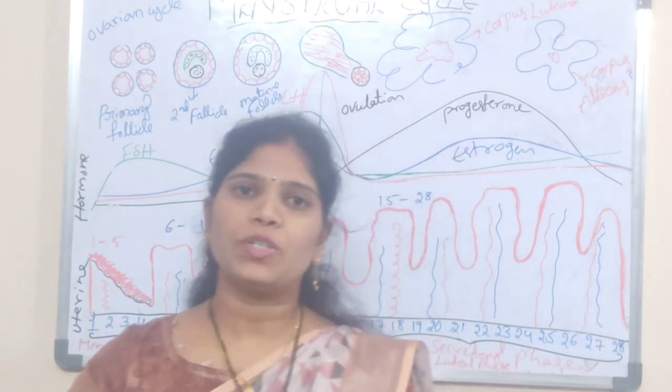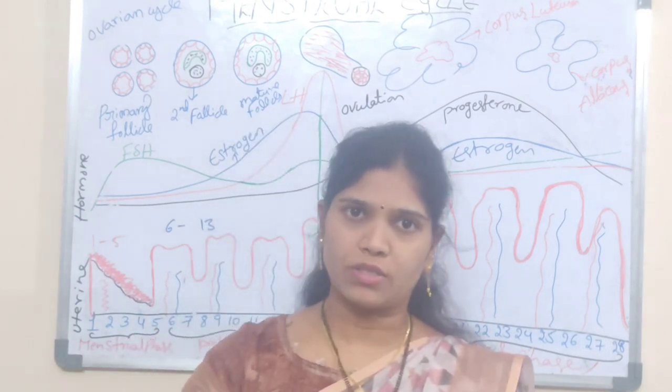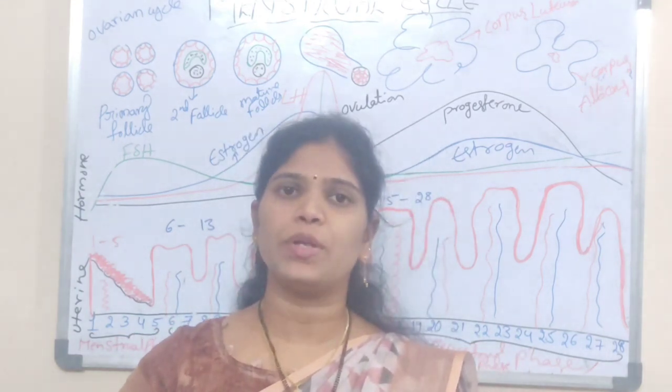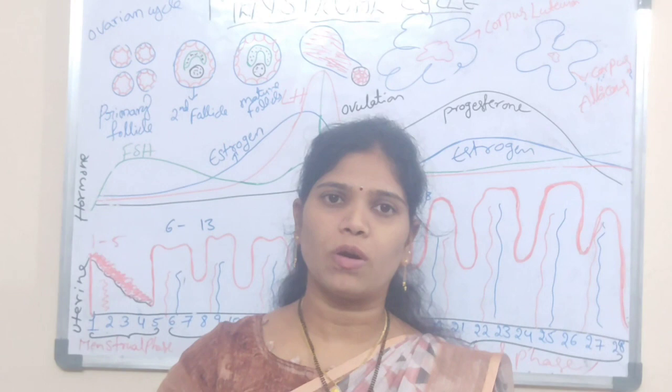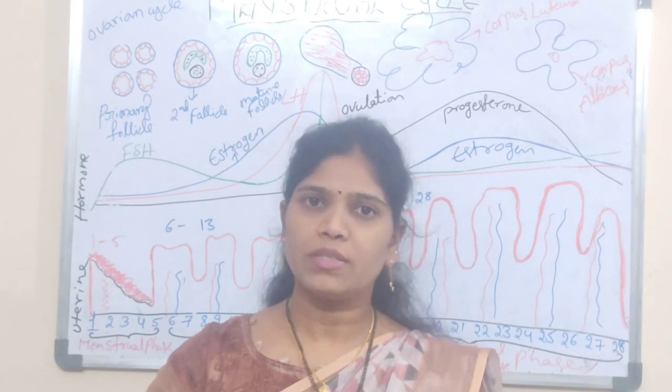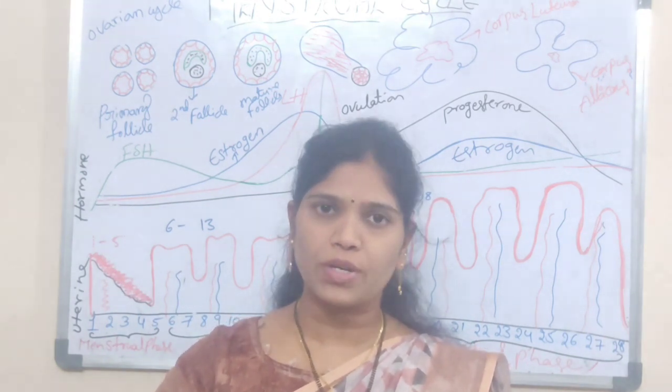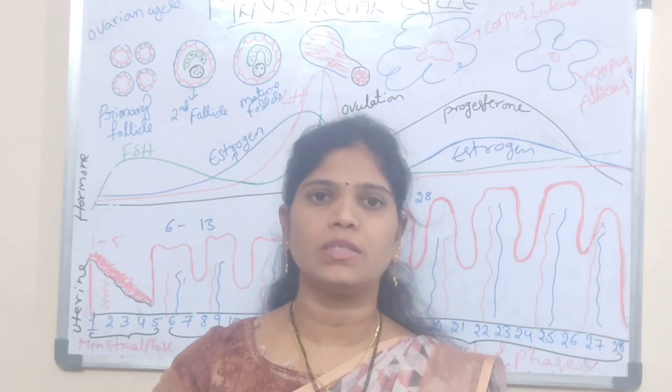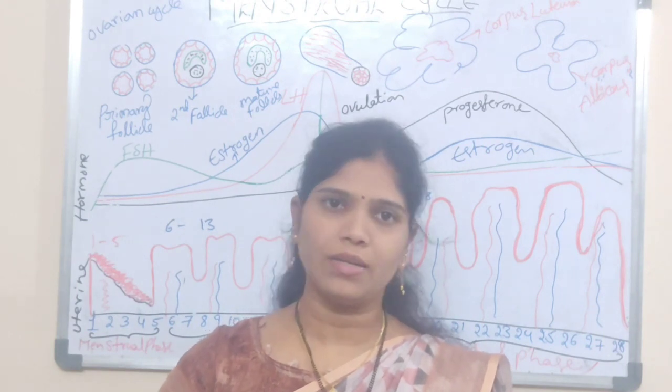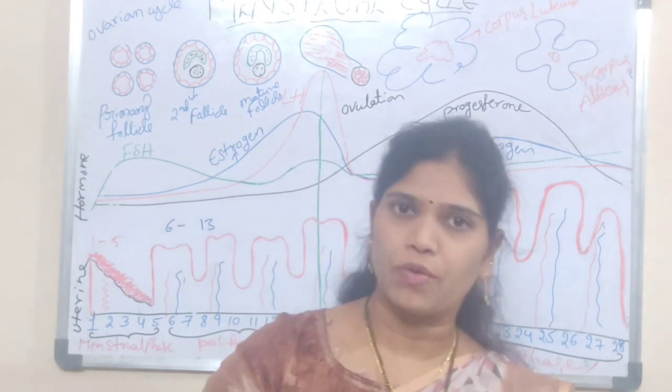Here the menstrual cycle contains 4 phases. The first phase is called the menstrual phase, the second phase is called the proliferatory phase, the third phase is called the ovulatory phase, and the fourth phase is called the luteal phase or secretory phase. Let's discuss them one by one.